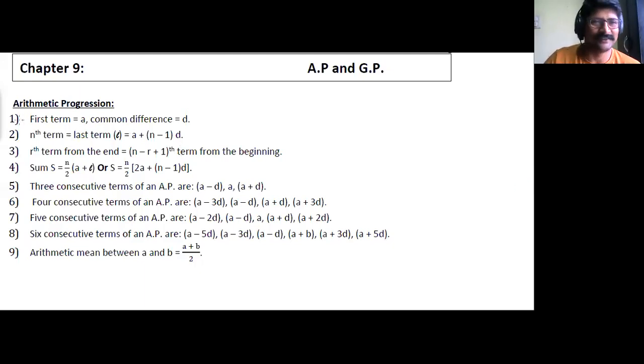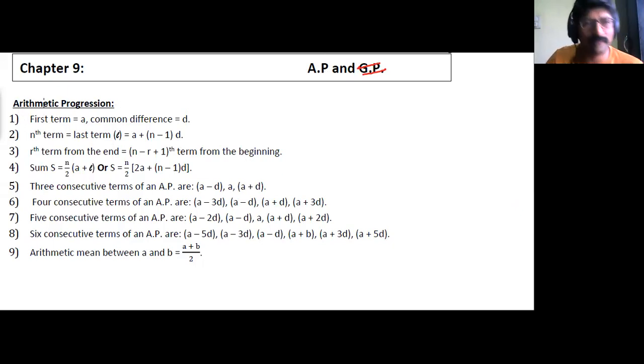Okay, guys, welcome back. We are learning today AP and GP. So, what is this AP and GP? By the way, this is no more in your syllabus. So, we will just going to focus on AP. So, what exactly is AP? AP is arithmetic progression.